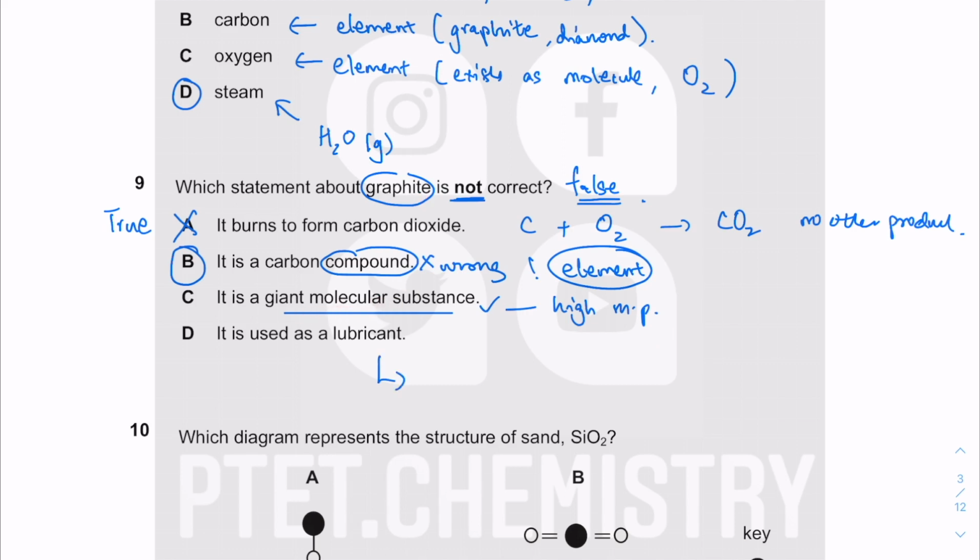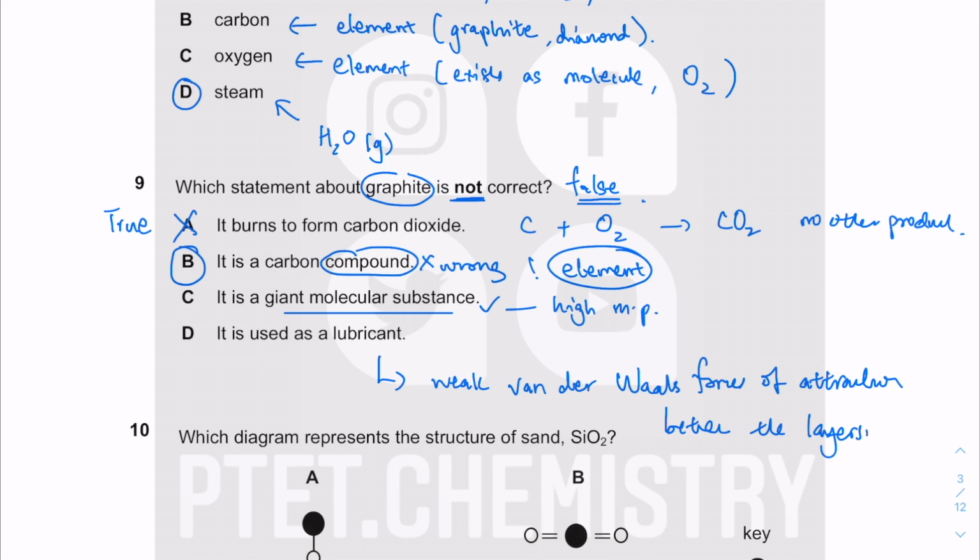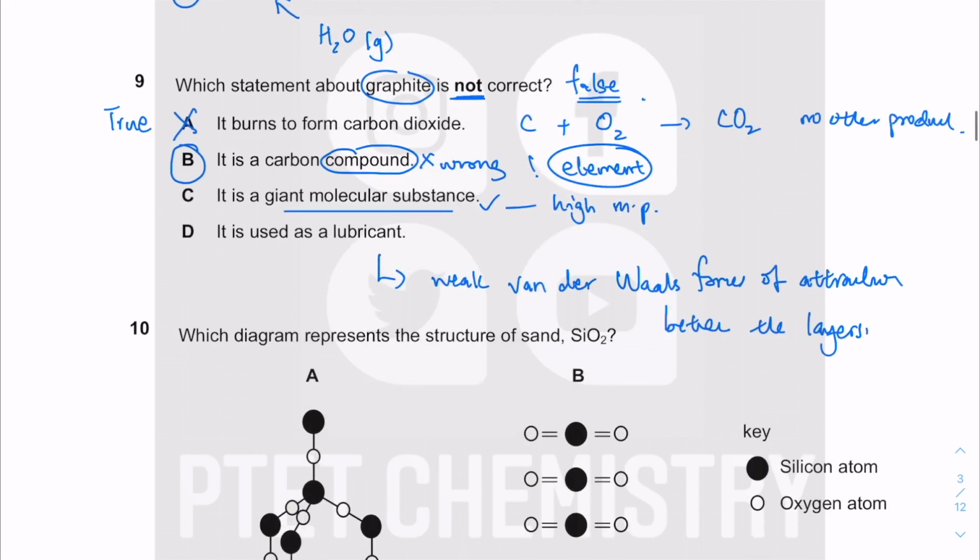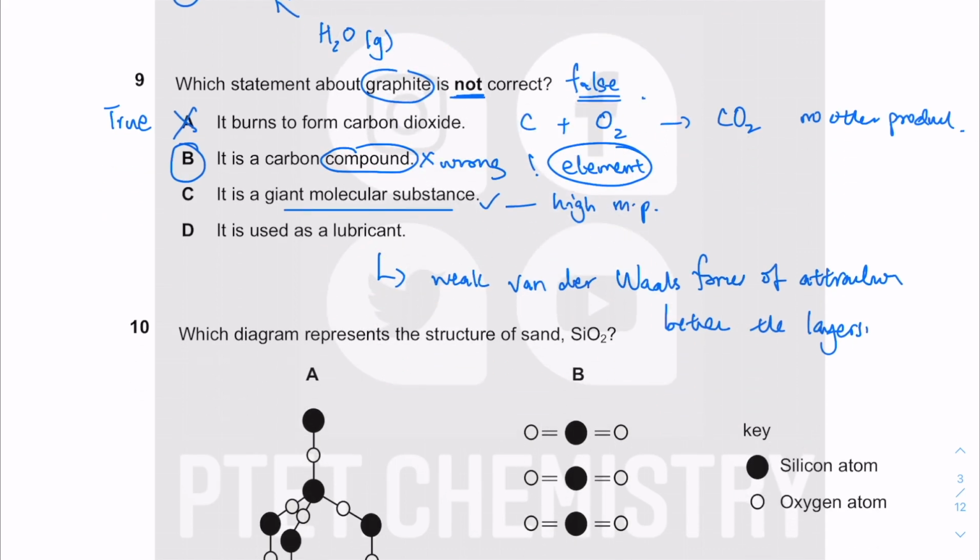It's used as a lubricant. And this is why: it has a layered structure and you have weak van der Waals forces of attraction between the layers. So it doesn't take a lot of energy to break the weak intermolecular force between the layers, to break the weak van der Waals forces of attraction between the layers. That's why it's very slippery. That's why it's used as a lubricant. Okay.